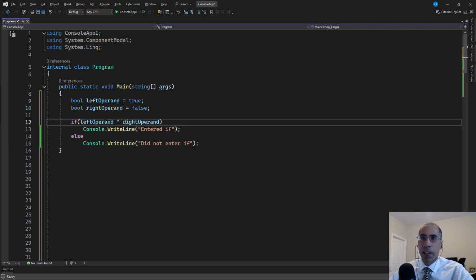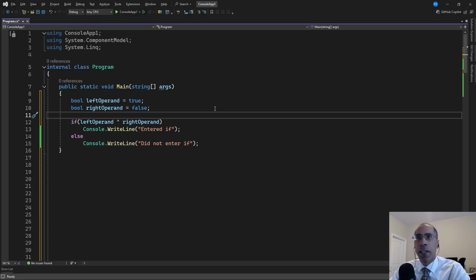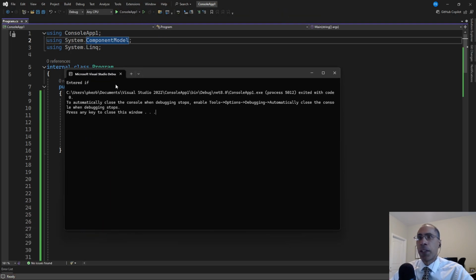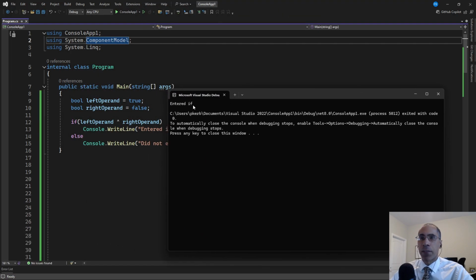is the caret key. It's above your 6. And what it means is that the left operand and the right operand must not both be true and must not both be false. Only one can be true. So in this situation here, the left is true and the right is false. So the end result is it will enter the if statement. It will end up in a true. And you can see here how you enter the if statement.